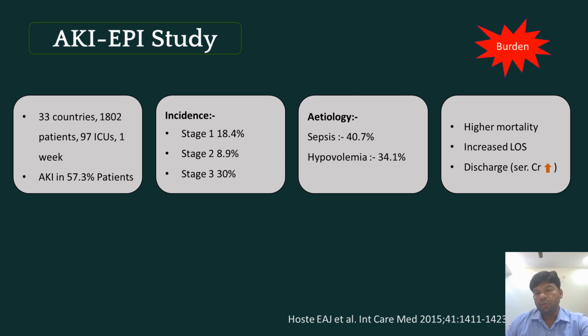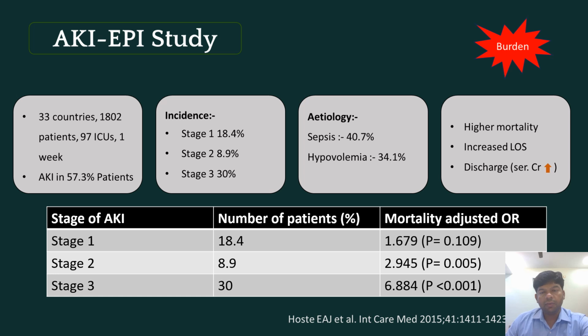And what did they conclude? The mortality is very high in those patients who develop AKI, with increased length of stay in ICU as well as hospital, and discharge with an increased serum creatinine level. And they see here the mortality adjusted odds ratio in stage 3 is 6.884, significant.